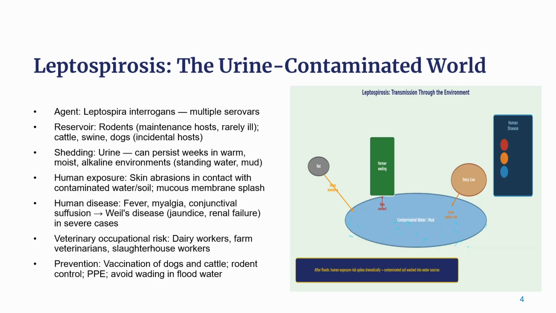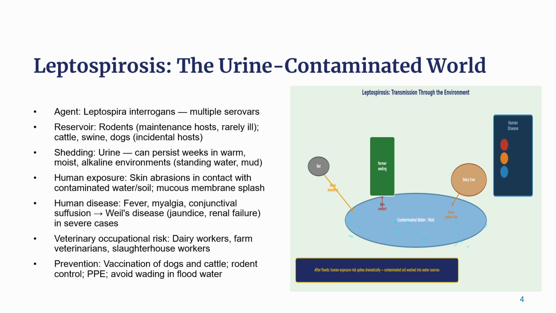Leptospirosis is fundamentally an environmental disease. The transmission chain runs through contaminated water and wet soil, not through direct animal to human contact. The key insight is that rodents are the maintenance hosts. They're chronically infected and chronically shedding leptospires in their urine without any signs of illness. They contaminate farm water sources, puddles, and soil continuously.